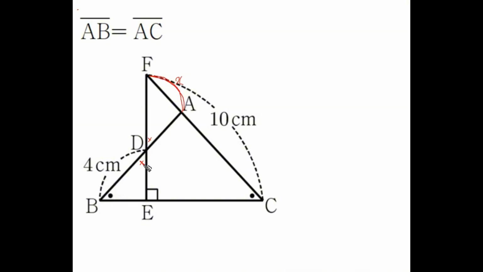Black dot and x makes 90 degrees. Then this is black dot, and here 90 degrees. So this angle is small x. Then triangle AFD is isosceles triangle. Then bisector AD is also x.